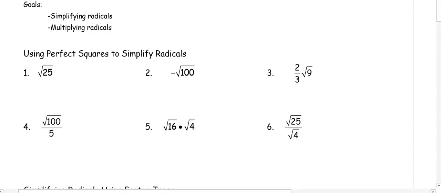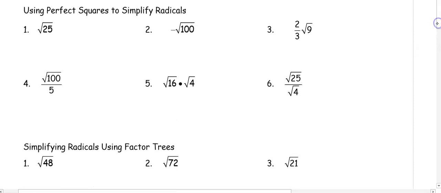The goal of this video is to simplify radicals and multiply radicals. So first we're going to start with a review of simplifying radicals that are perfect squares. When something is a perfect square, that means a number times itself is going to get us the number under the square root. So for example, if I break down 25, remember we break it down to 5 and 5.